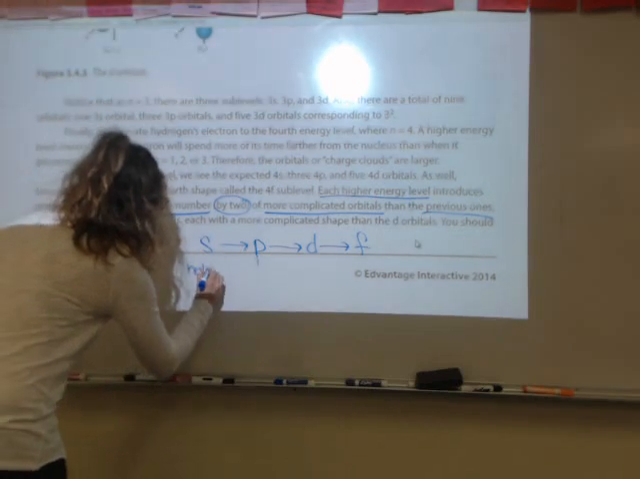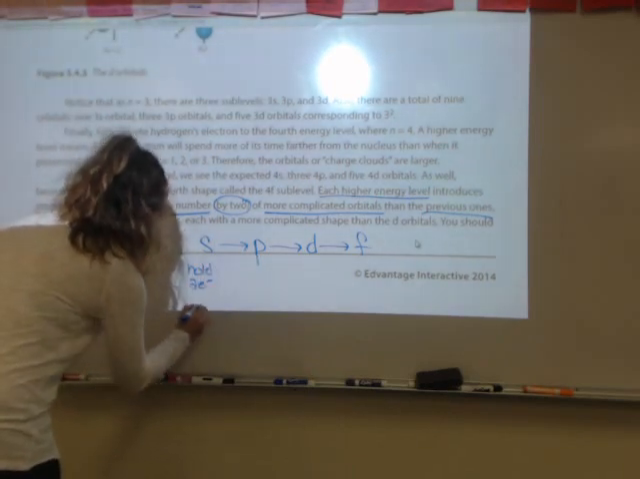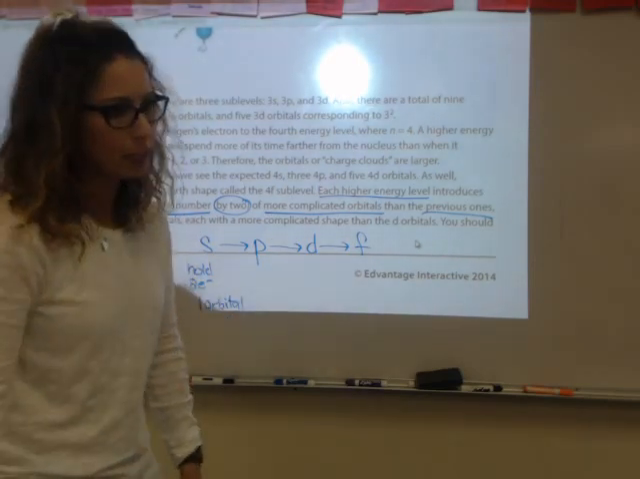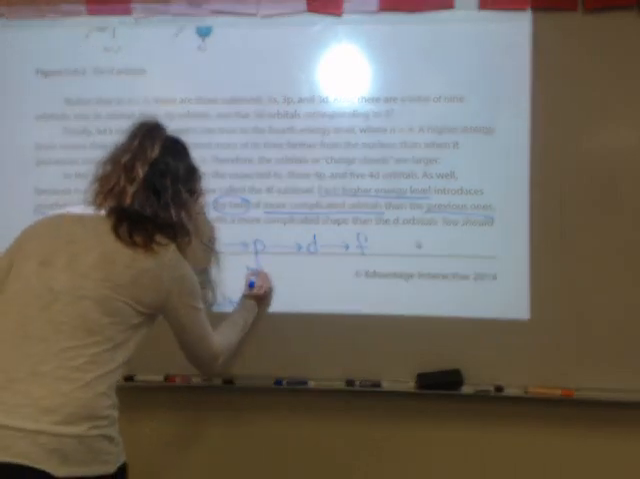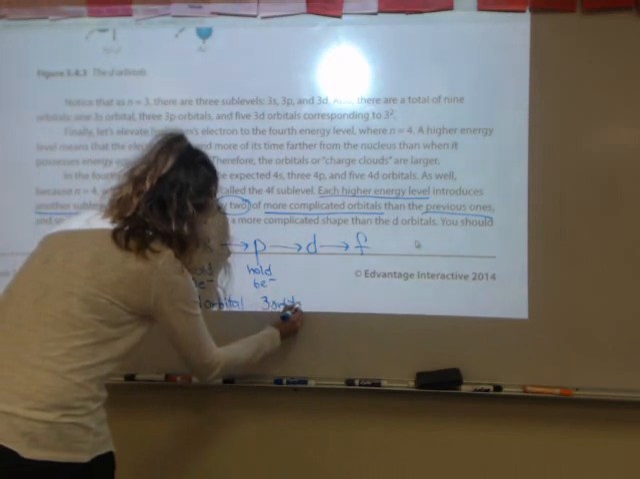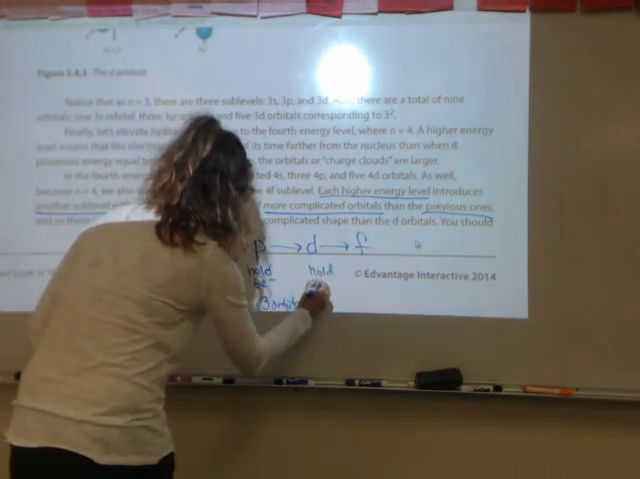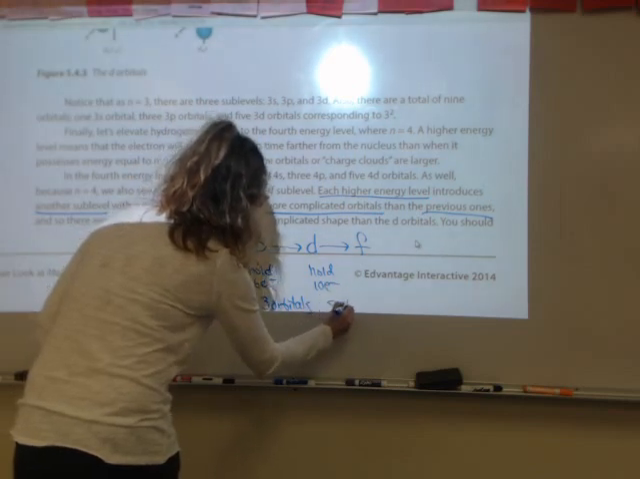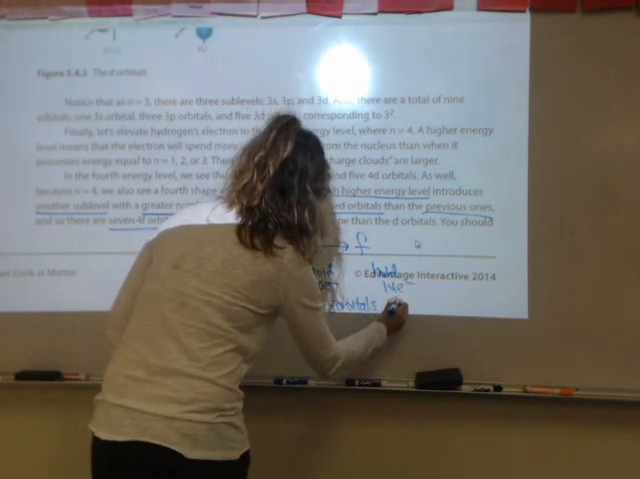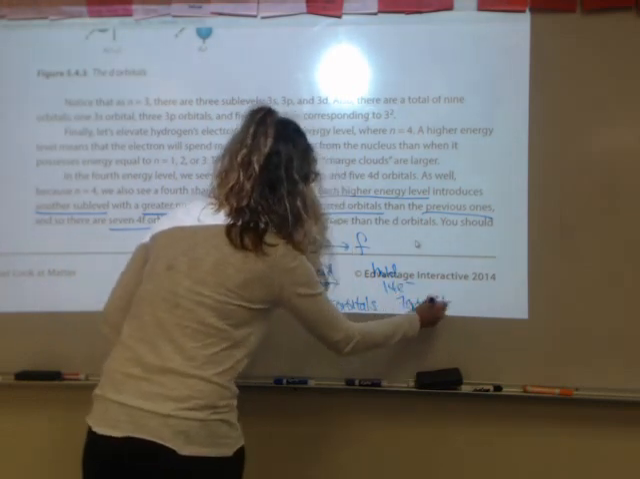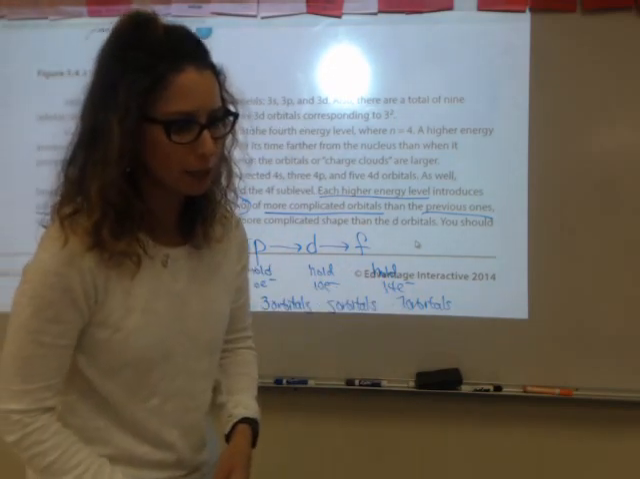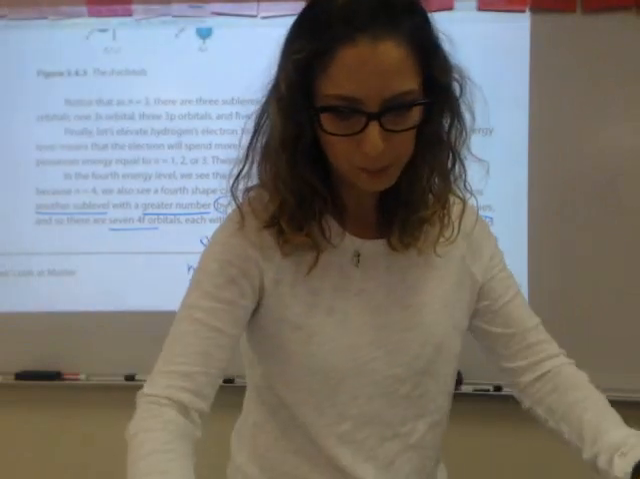the s's hold a max of 2 electrons. So they have 1 orbital that can hold those 2 electrons. And then the p's can hold a maximum of 6 electrons, so they will have 3 orbitals. The d's can hold a maximum of 10 electrons, so they will have 5 orbitals. The f's hold a maximum of 14 electrons, so they will have 7 orbitals. So here I am showing you that I am increasing by 2 more complicated orbitals every time, okay?